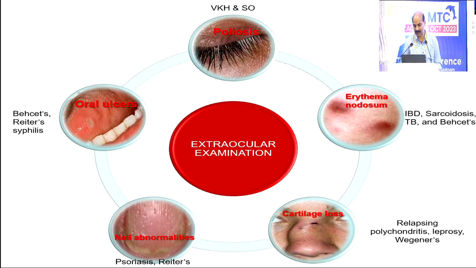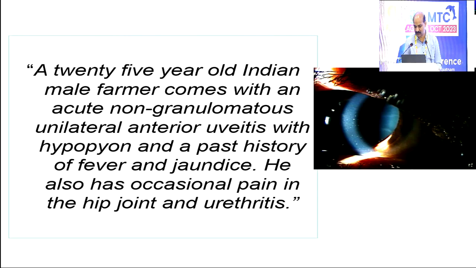Erythema nodosum occurs in sarcoid, Behçet's and tuberculosis. If the patient has cartilage loss, such as nasal bridge loss or change in the architecture of the pinna, think in terms of polychondritis, leprosy or vasculitis. Pitting of the nail bed is more common in psoriasis and Reiter's, and oral ulcerations in Reiter's and Behçet's. So this is the systemic examination. There are many other conditions.